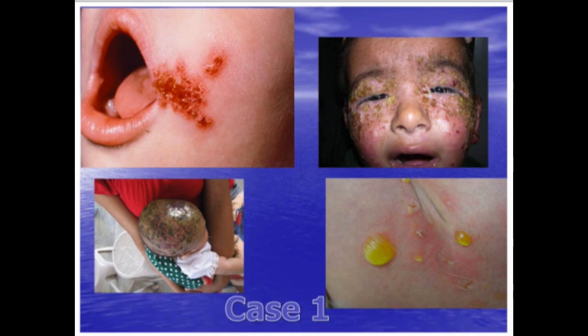See the eyes of this poor patient. You see all the yellowish crusted lesion. And then in here, the blisters have yellow fluid.